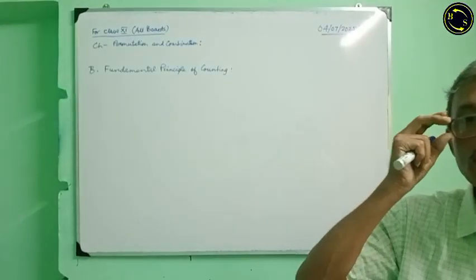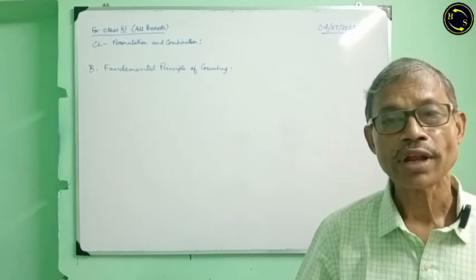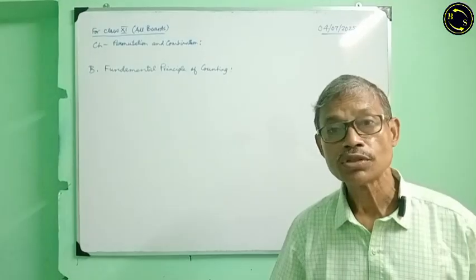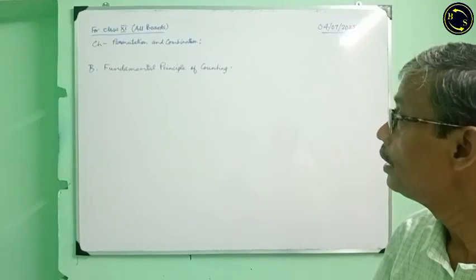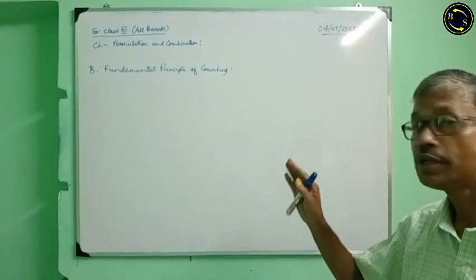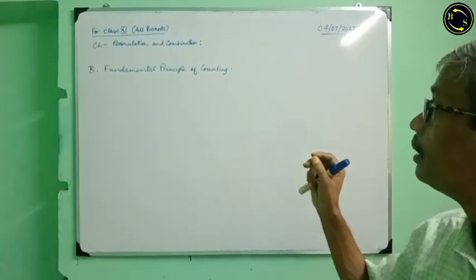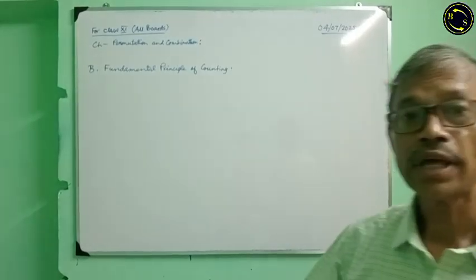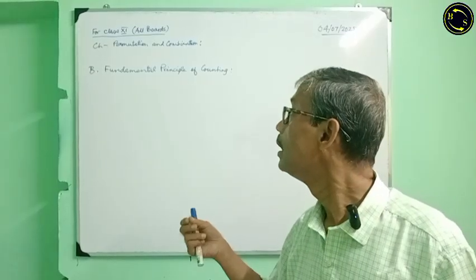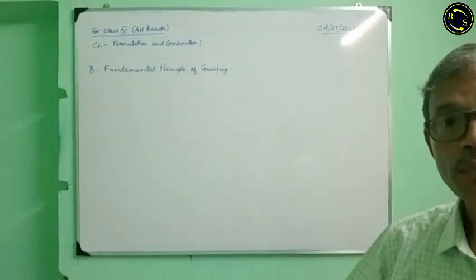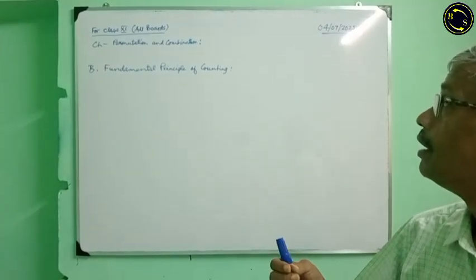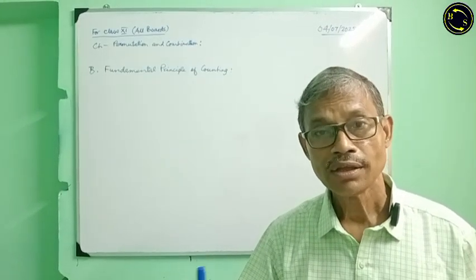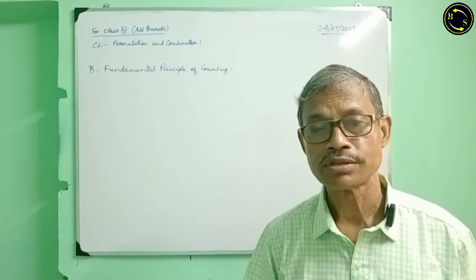Say two or three actions or activities or operations are performed successively, then the fundamental principle of counting says that the activities or the actions can be carried out or performed totally in m into n into p or some more numbers of ways.